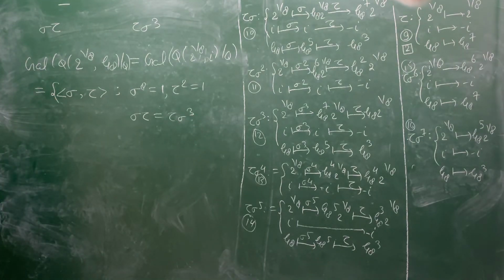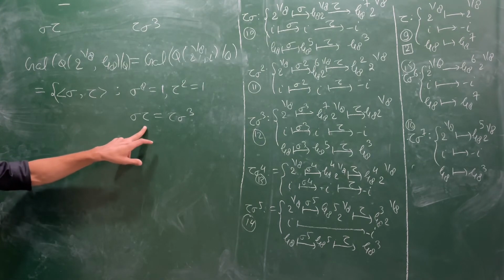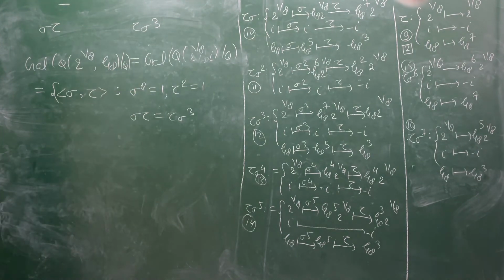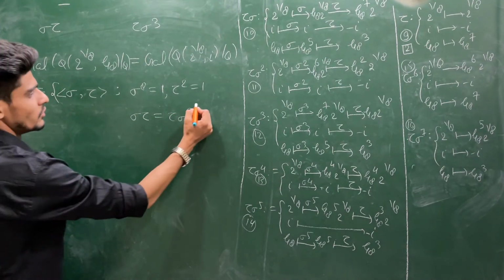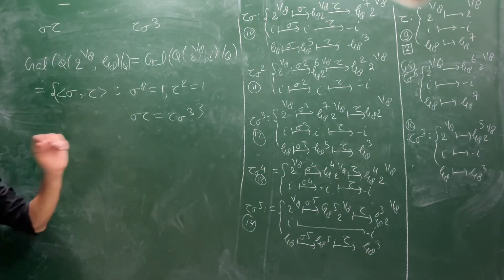So now you can feel your sigma tau is not the same as tau sigma. So this group is not cyclic and this group is not even abelian. So you do not need to check for cyclic because this is not an abelian group.